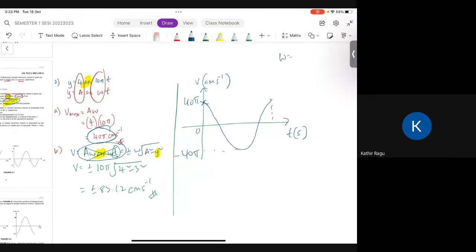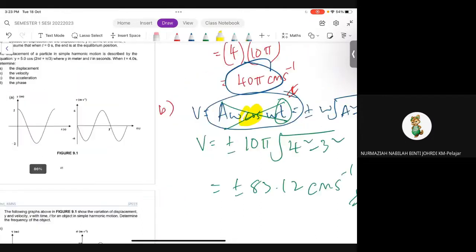So omega equals 2 pi over T equals 10 pi. Pi can cancel, so you can get the T. So your T will become 2 over 10, so it's 0.2. So here is 0.2. Make sure you must have labels, amplitude and period. No other labels is no problem, but you must label your axis. Okay, can? Can, madam. Alright.